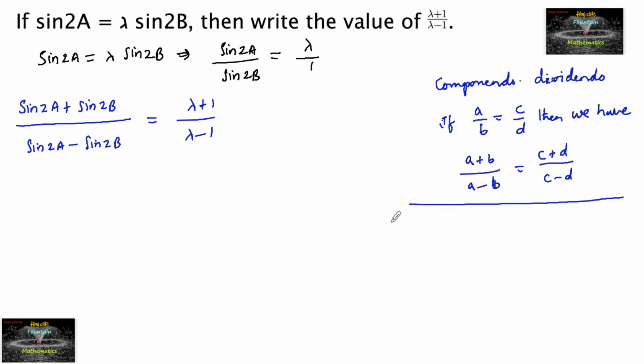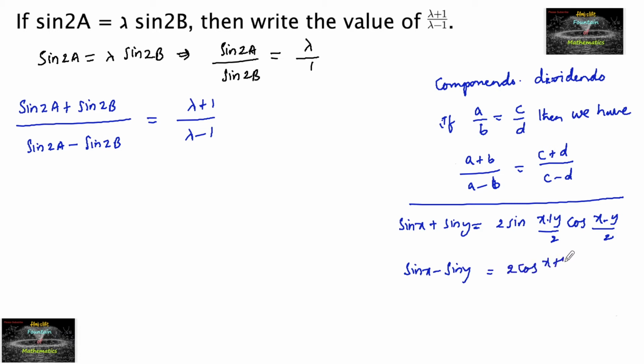The numerator is in the form of sin x plus sin y. So we have sin x plus sin y is equal to 2 sin of (x plus y) by 2 into cos of (x minus y) by 2, and the denominator is in the form of sin x minus sin y. So we have 2 cos of (x plus y) by 2 into sin of (x minus y) by 2. So let us apply here.